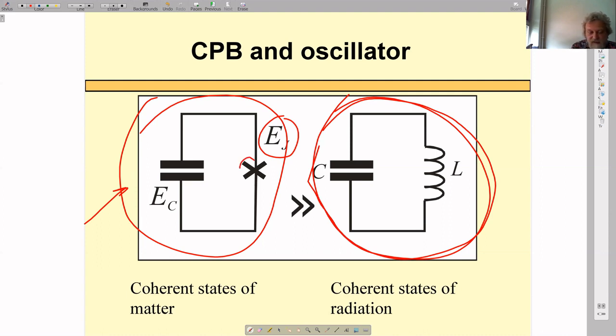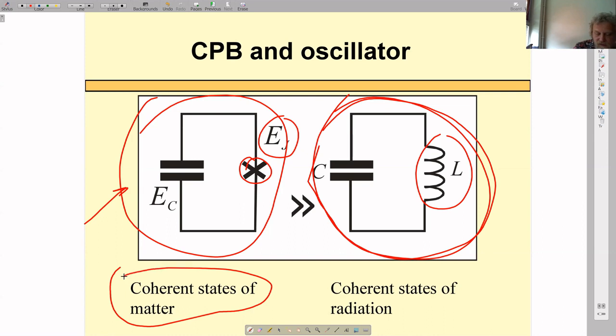One just replaces the Josephson junction with an inductance, which means that there is an approximate analogy between coherent states of matter and coherent states of radiation.